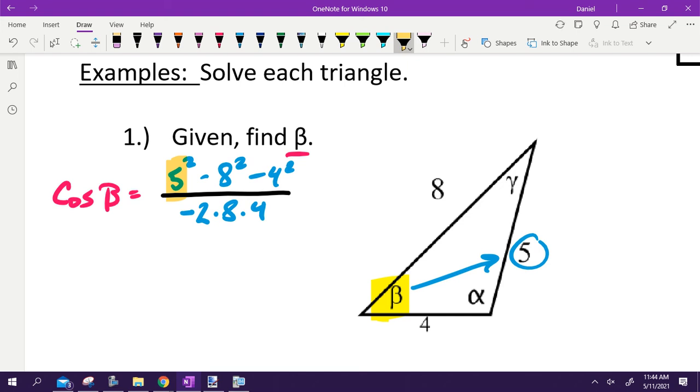Once we've done that, it's just a matter of typing it into my calculator. I like typing it in all at once. And what else would I need to do here to get beta by itself?